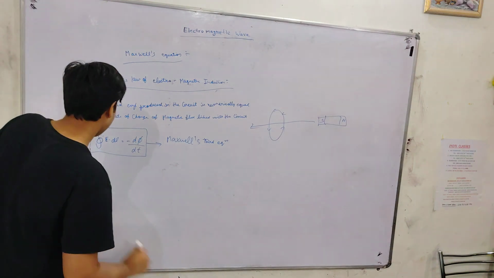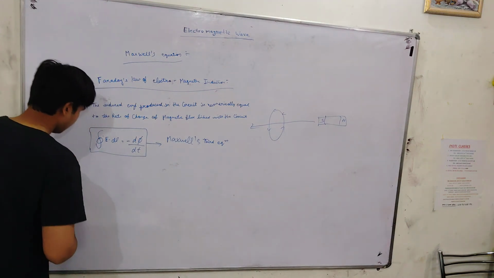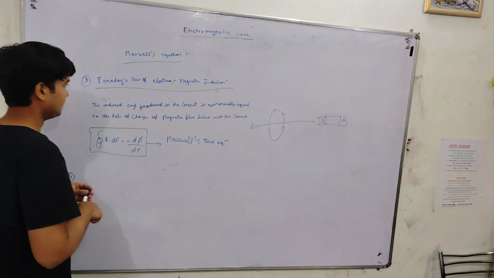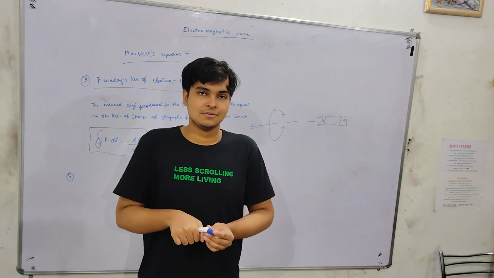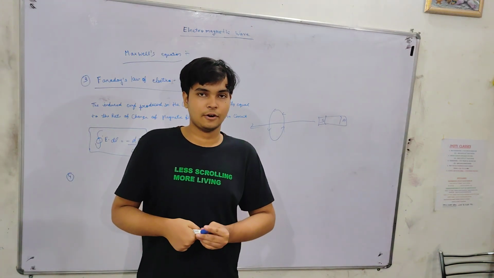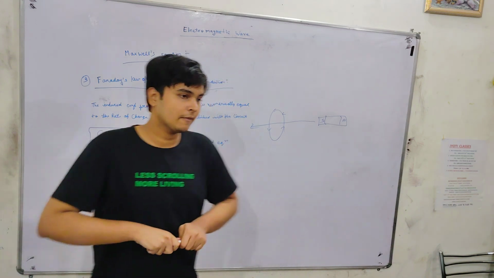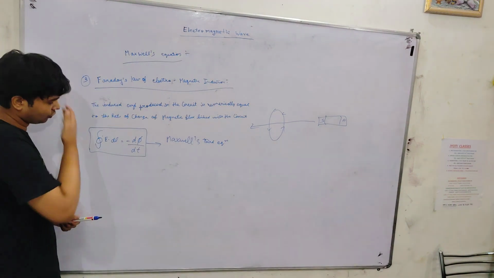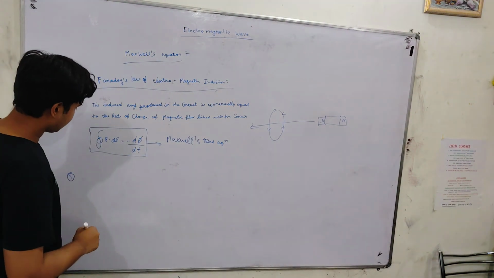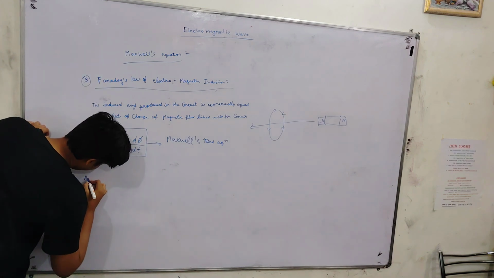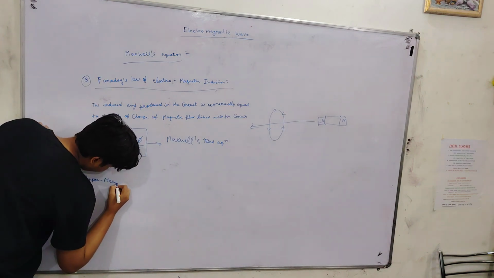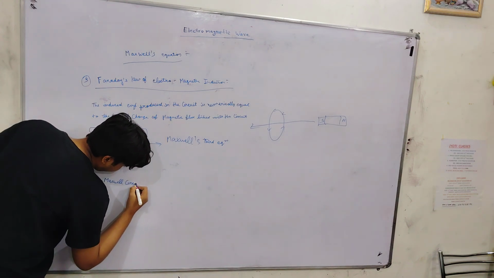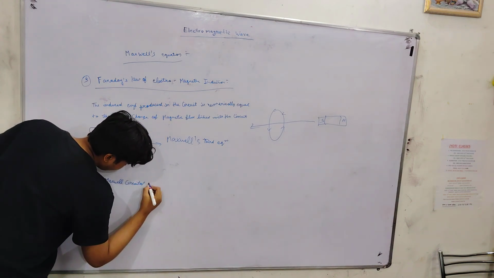Now we are going to study the fourth and last equation given by Maxwell. This was known as Ampere circuital law. Maxwell made some modification for the understanding of electromagnetic waves. The modified Ampere circuital law is also known as the Ampere-Maxwell circuital law.